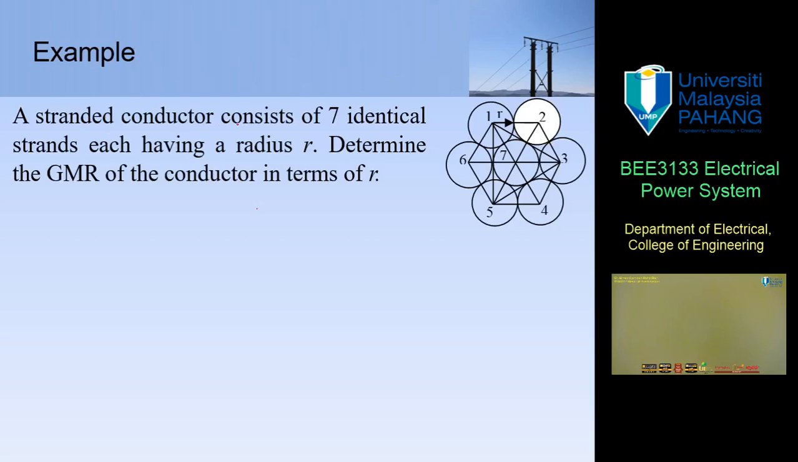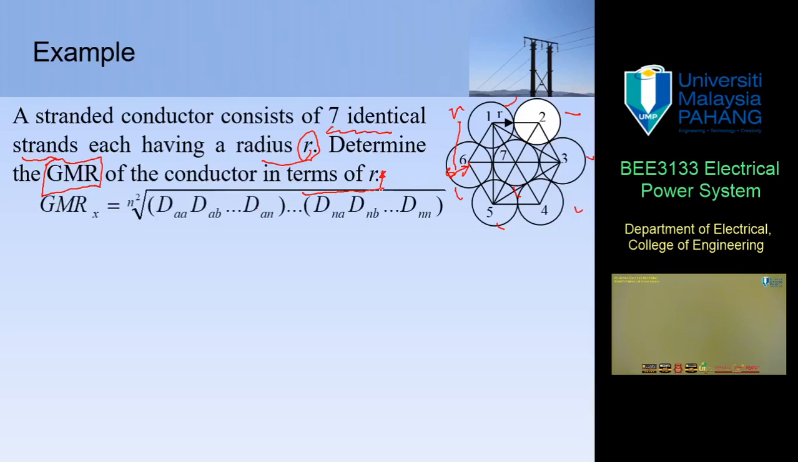A stranded conductor consists of 7 identical strands or subconductors. Each of them has a radius of r. That means we have these 7 strands: 1, 2, 3, 4, 5, 6, 7. Each of them has the radius of r. The question is asking you to determine the GMR, the geometric mean radius of the conductor in terms of r. In other words, your final answer will be like some number times r. First of all, don't panic. You just have to remember that we are going to use this kind of equation because they're asking for the GMR clearly.